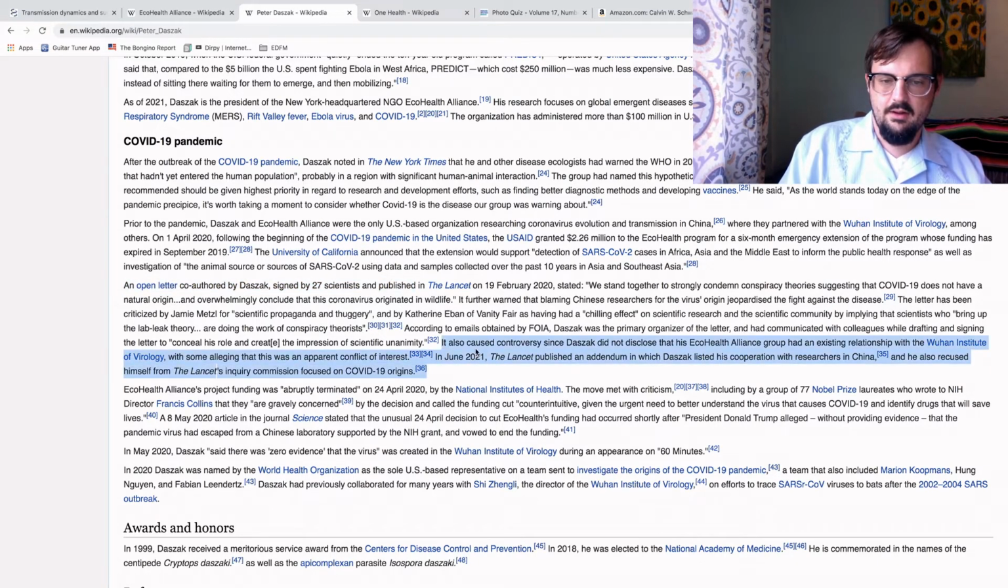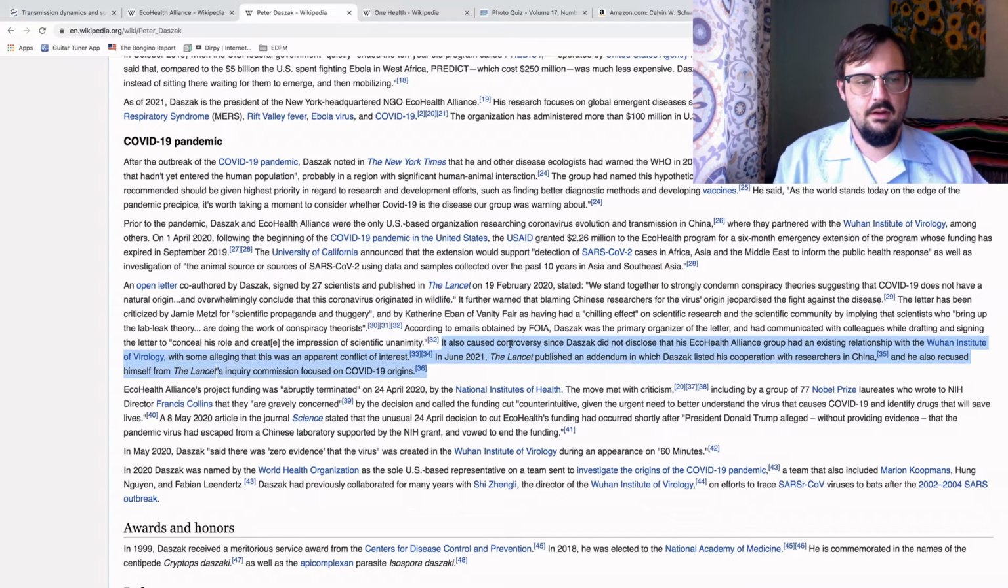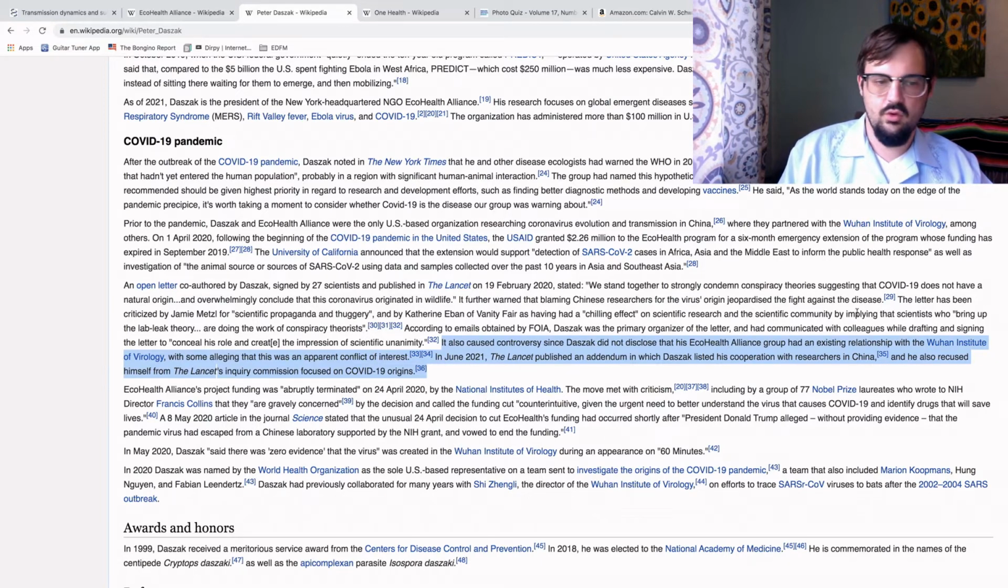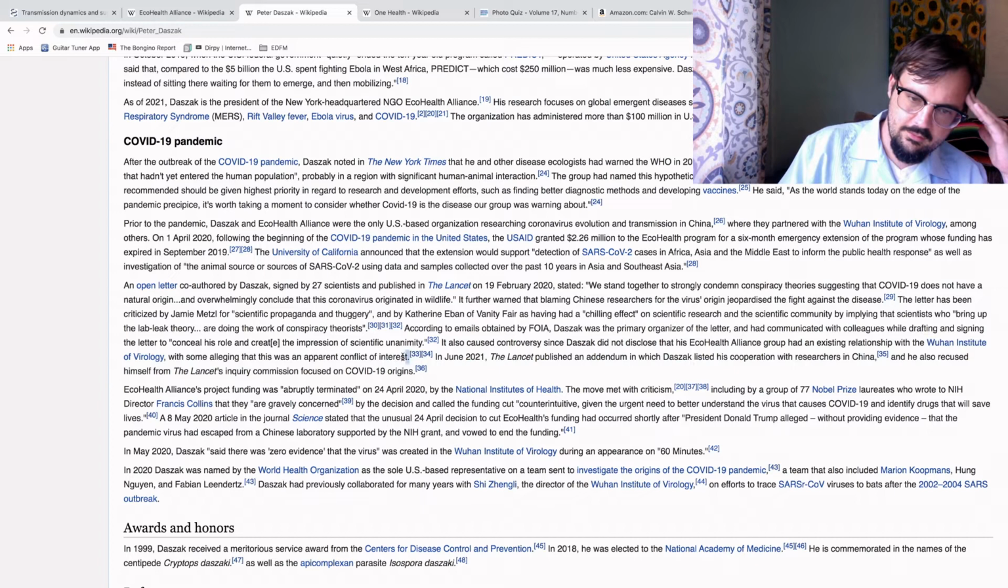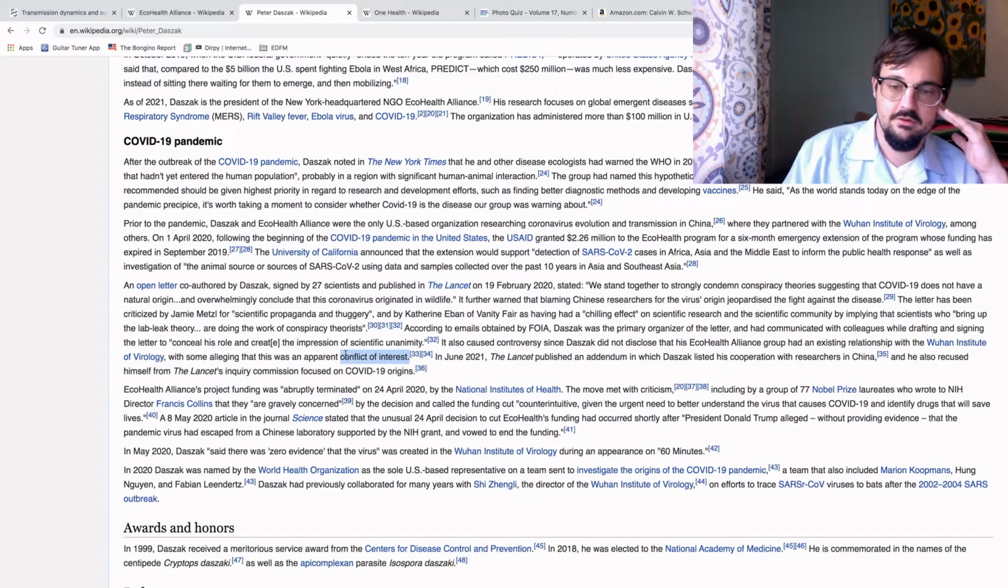Lastly, for this part, it also caused controversy, that's the letter, since Daszak did not disclose that his EcoHealth Alliance group had an existing relationship with the Wuhan Institute of Virology, with some alleging that this was an apparent conflict of interest. So this is what we're dealing with, okay? Wikipedia, how could this not be a conflict of interest?